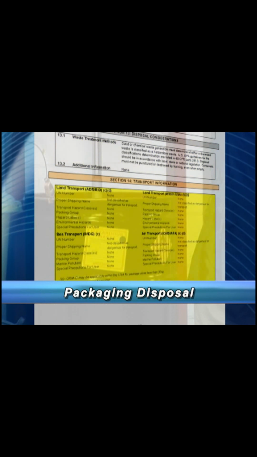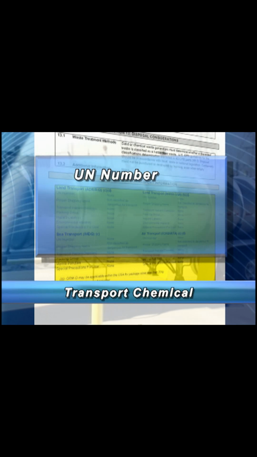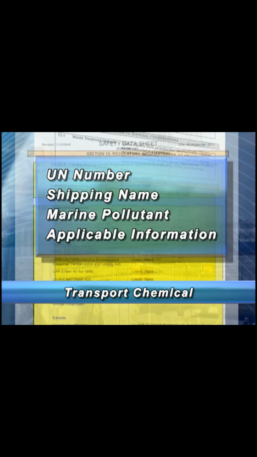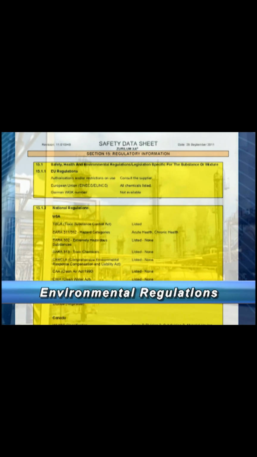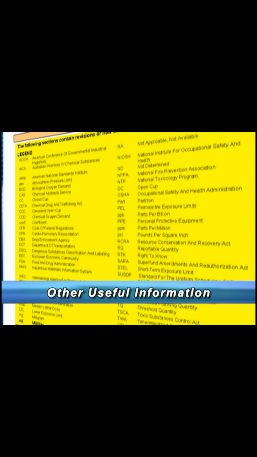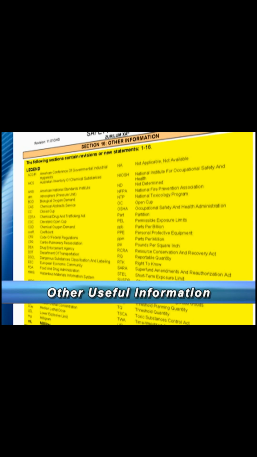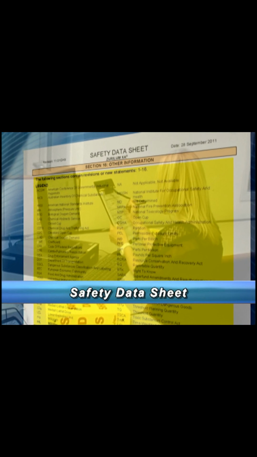Section 13 focuses on proper disposal of leftover waste material, including the disposal of any contaminated packaging. In Section 14, the information needed to transport a chemical is supplied: the UN number, the proper shipping name, whether the chemical is a marine pollutant, and other applicable information. Safety, health, and environmental regulations that pertain to the chemical are listed in Section 15. And Section 16 provides a catch-all location for any other information that may be useful to have on the document, including information on the preparation and revision of the safety data sheet.